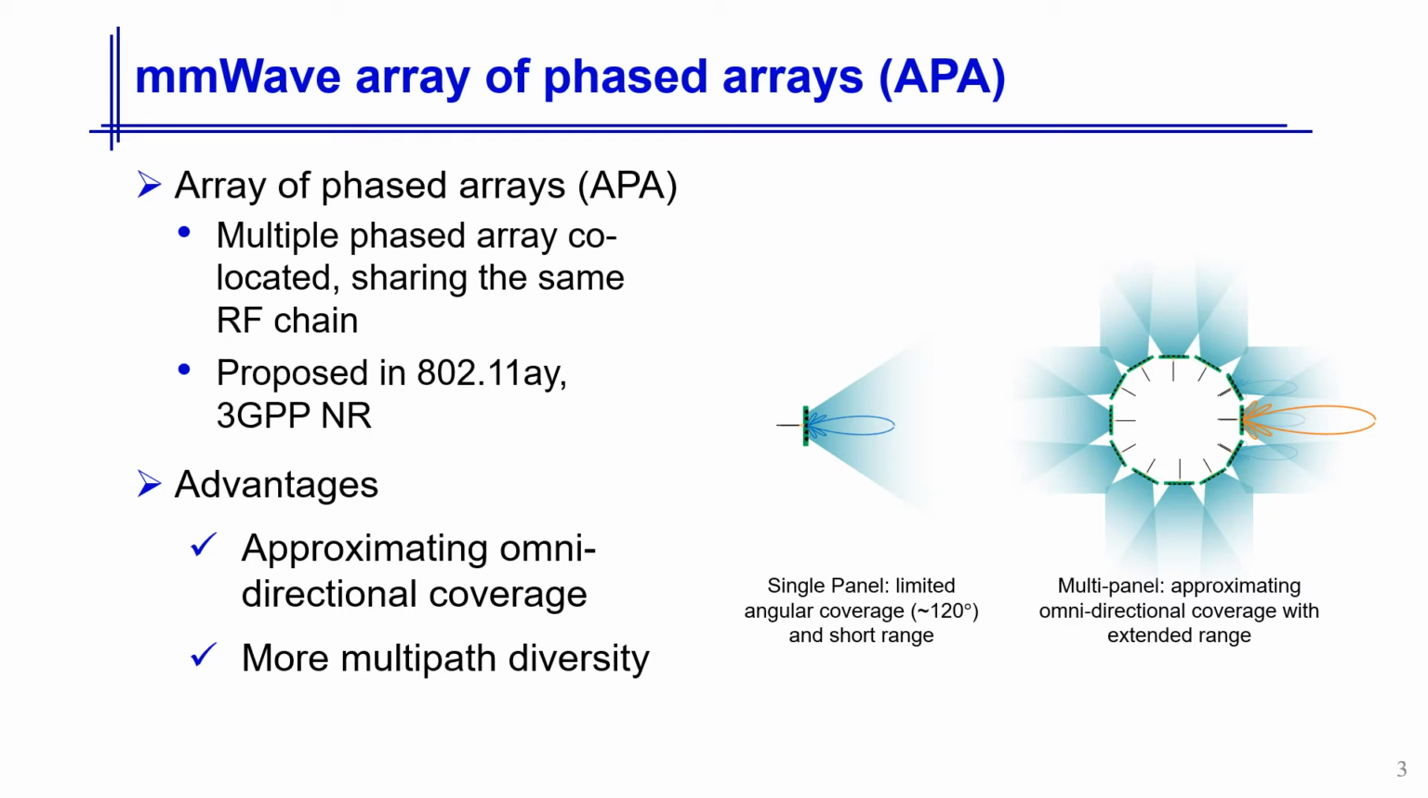Compared to single phased array millimeter wave radios, APA can potentially achieve omnidirectional Wi-Fi-like coverage by combining the coverages of each array. In addition, the combined coverage may provide more multipath diversity. That is, signals may traverse different paths through reflections, making it easier to save a link under blockage.